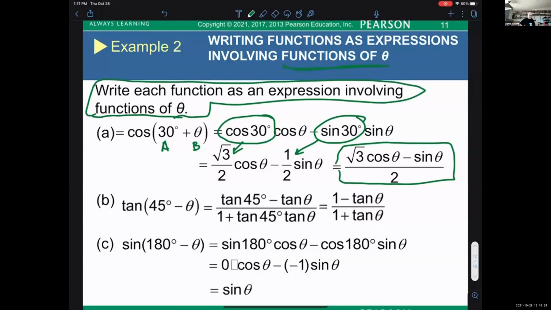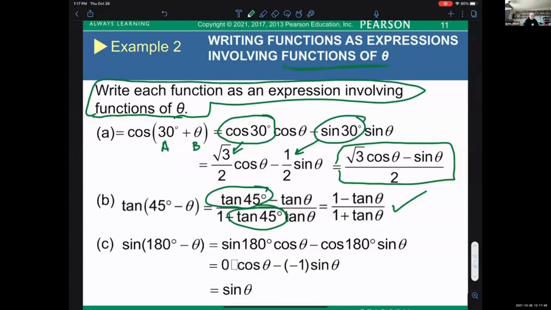Write each function as an expression involving functions of theta. And what we started with involved something more complicated than theta. Theta plus 30 in this case. So they do the same thing here, and we look at it with the tangent of 45 degrees minus theta. And if we plug that into the difference of angles identity for the tangent, it's very nice because tan of 45 degrees is just 1. And so every place where you ended up with a tan of 45 degrees, you get a 1, and that all simplifies down to this.